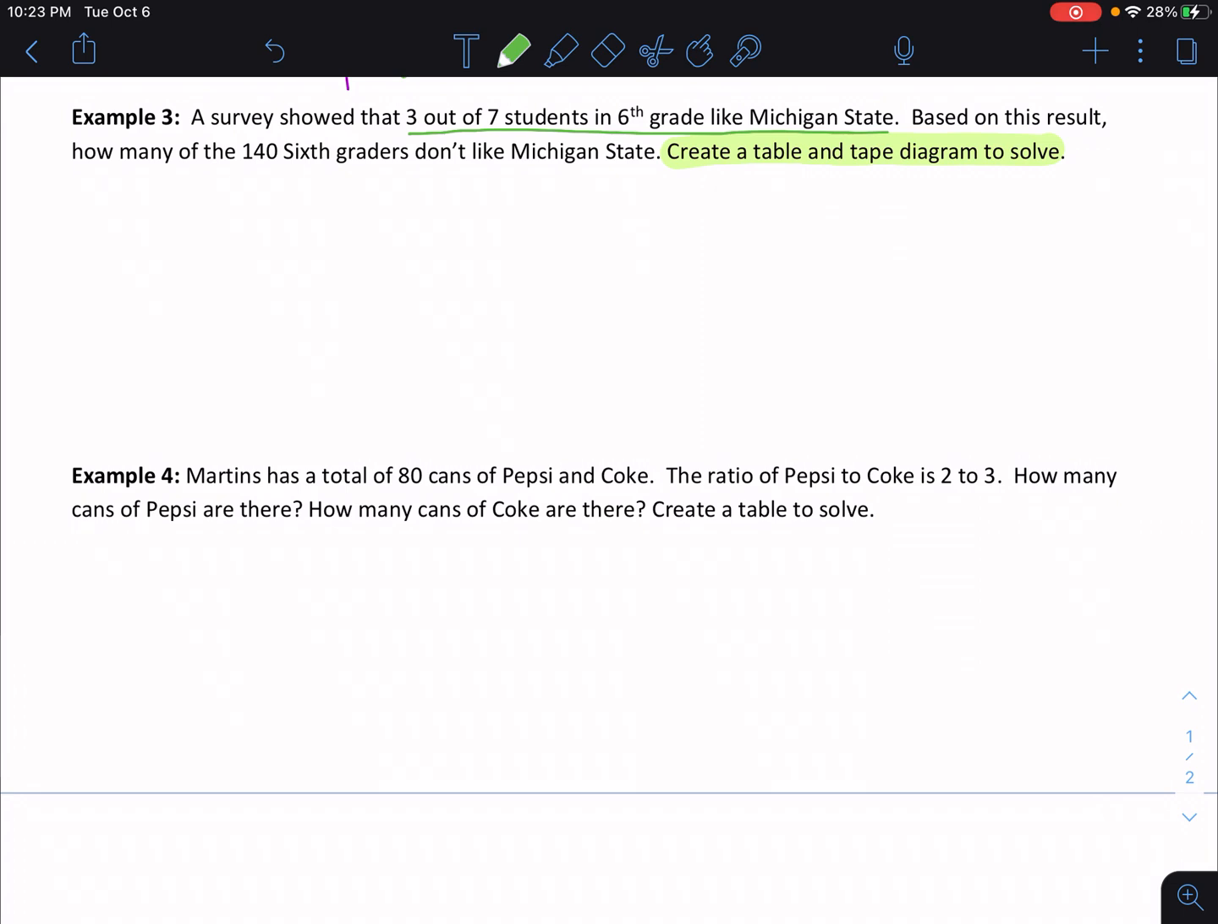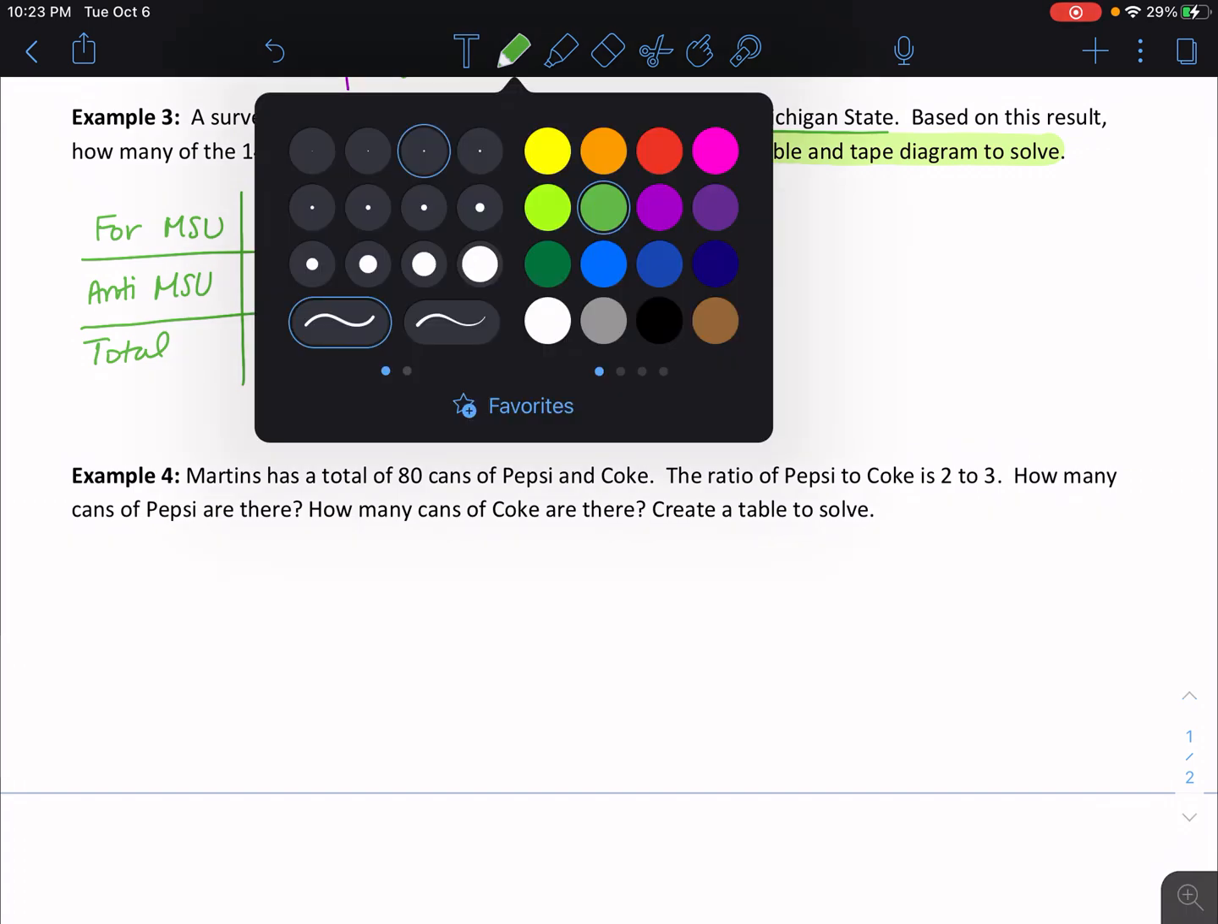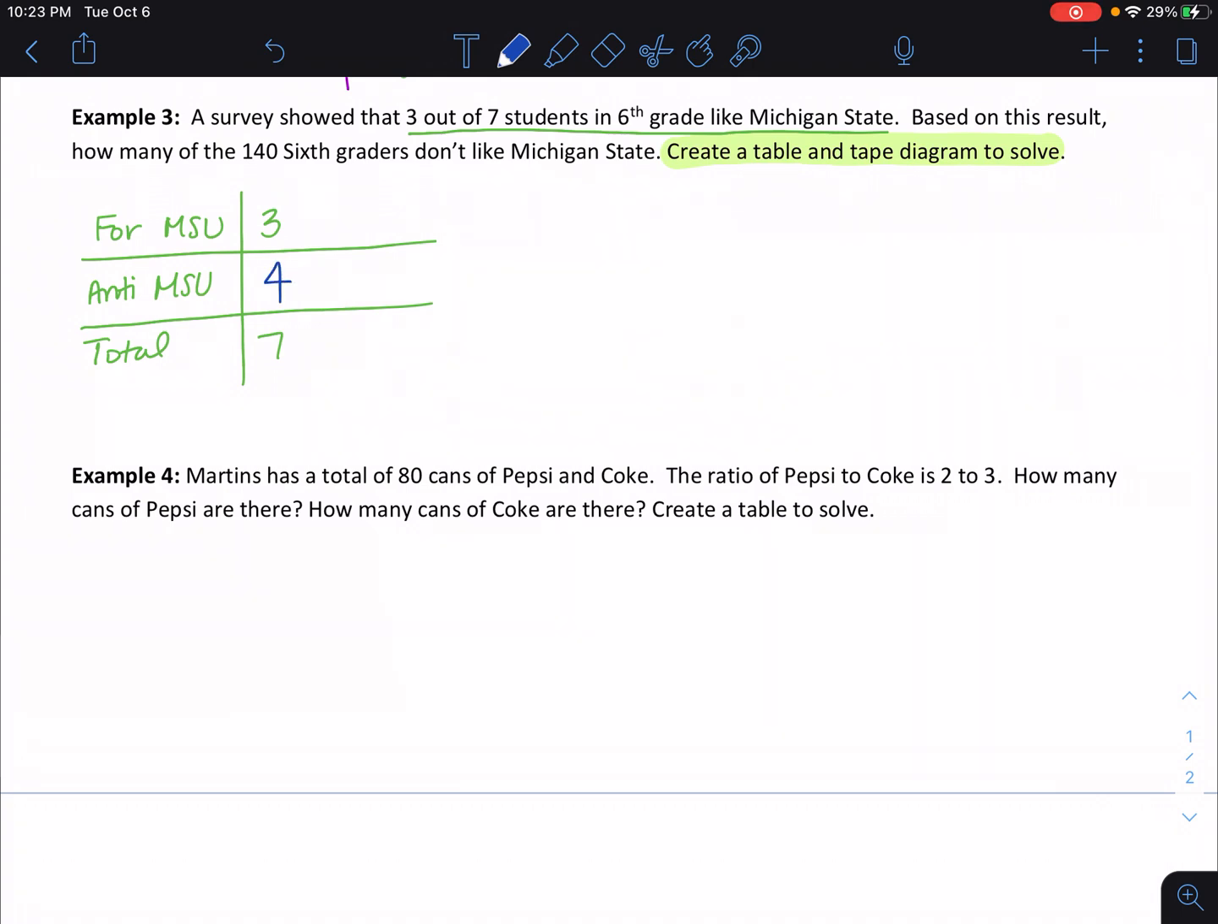In this one, I've got students that are for MSU. And then I've got anti-MSU. I don't know why you would be that. And then the total. So this says 3 out of 7 students are for Michigan State. They like Michigan State. So 3 out of 7 like Michigan State. That means that there's 4 that are not for Michigan State. Because 3 plus 4 is 7.